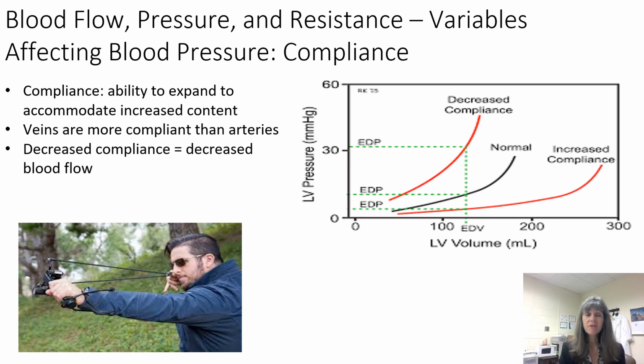When we talk about blood vessel compliance, remember, compliance is the ability to expand and accommodate an increase in the volume of blood. And veins are actually more compliant than arteries. And if we have a decrease in compliance, then that's going to decrease the blood flow, because if the blood vessel's not stretching to accommodate that volume, well, that means less blood can go through that vessel.